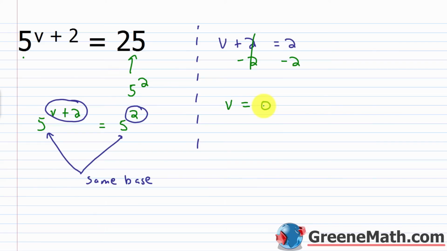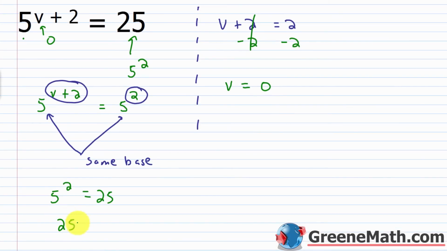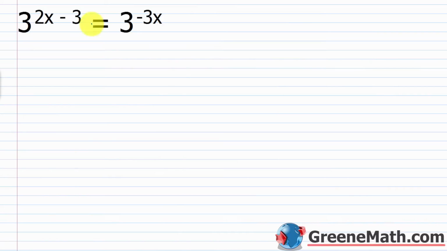Now, you can check these. I'm not going to check all of them, but you can check these by just plugging in and verifying that the left and the right sides are equal. So let's check this guy. If I plugged in a 0 there, I would have 0 plus 2, which is 2. So you'd have 5 squared equals 25, or 25 equals 25. So that does check itself out. So the solution here is v equals 0. Of course, if you wanted to write this in solution set notation, we could put a 0 inside of set braces. All right, let's take a look at another problem.